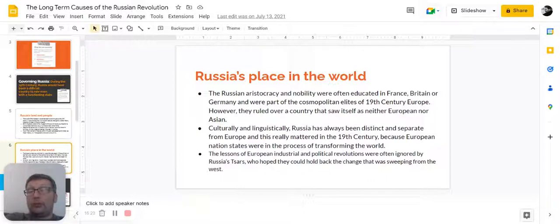The lessons of European industrial and political revolutions were often ignored by Russian Tsars, who hoped they could hold back change that was sweeping from the West. Russian Tsars often believed that revolutionary ideas from the West, political ideas from the West, and even the Industrial Revolution coming from the West, were not desirable.